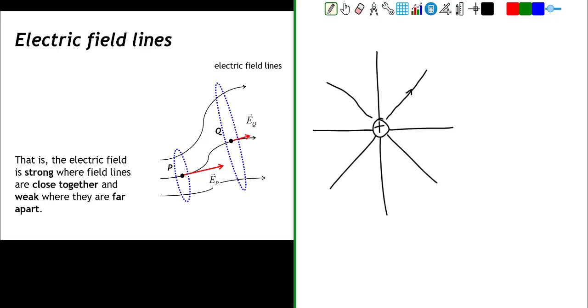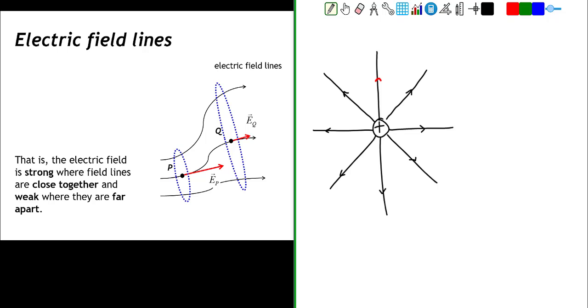Remember, for positive charges, the electric field lines point radially away from the charge. And I should add, that's if the positive charge is isolated in space, if there are no other charges that contribute significantly to the overall electric field. So here are the electric field lines of a positive charge.